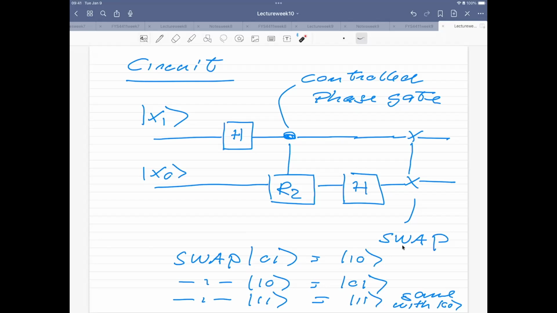So we start with the state x1, x0. Okay? This is our initial state. That's the one we are transforming now. So that means that if I apply the Hadamard on the first qubit, this goes over to 1 over square root of 2. And then I have 0 plus e of I pi.